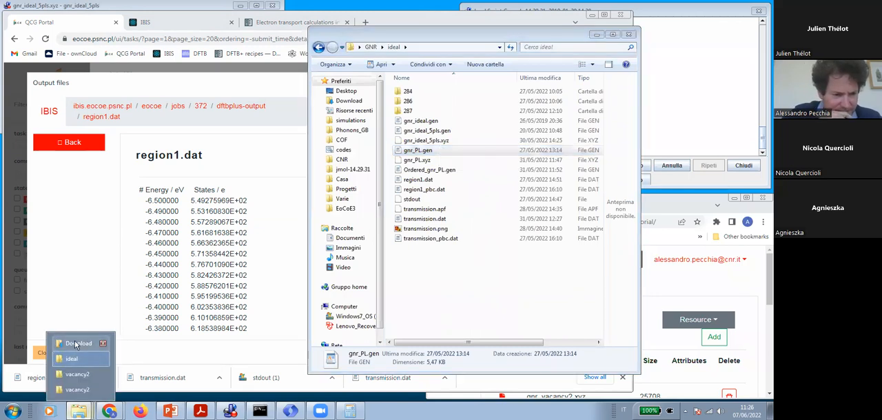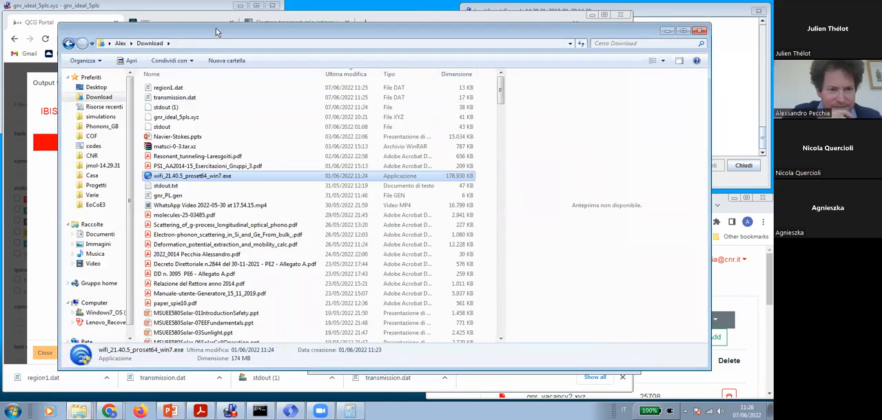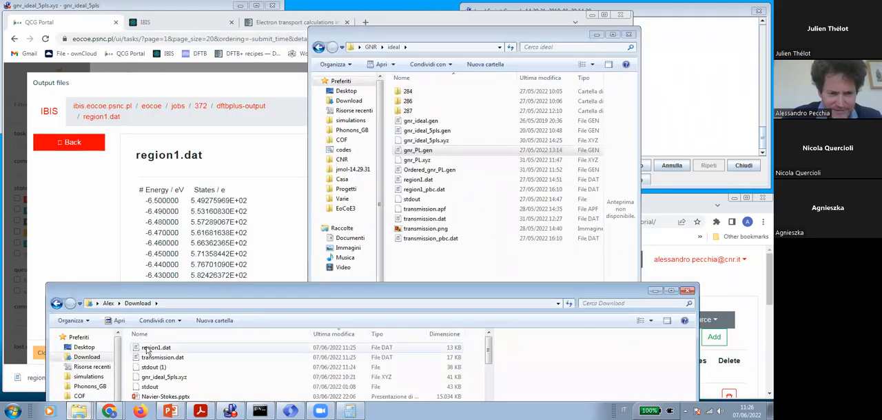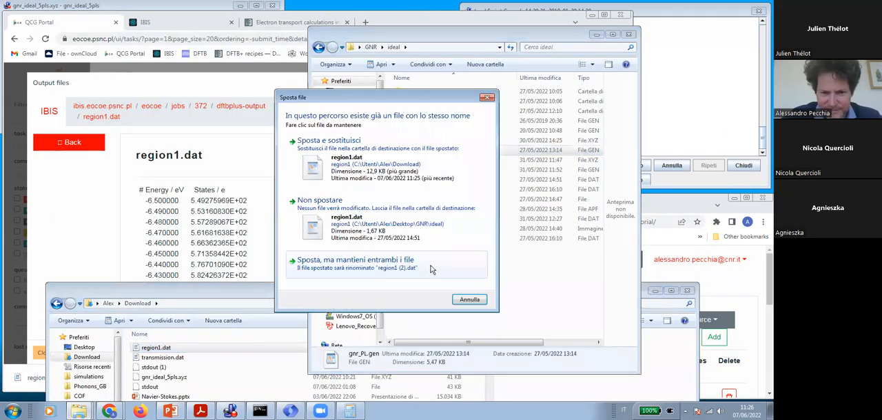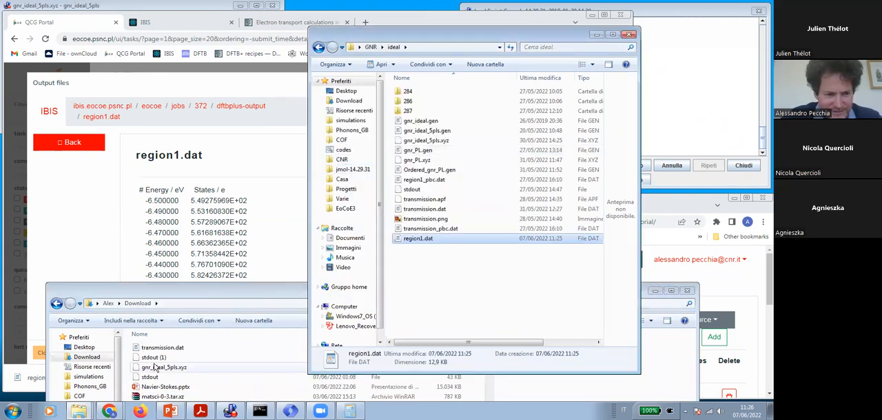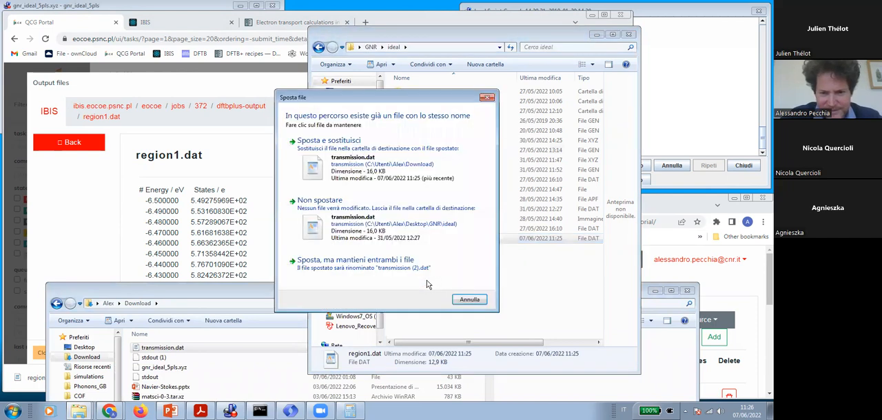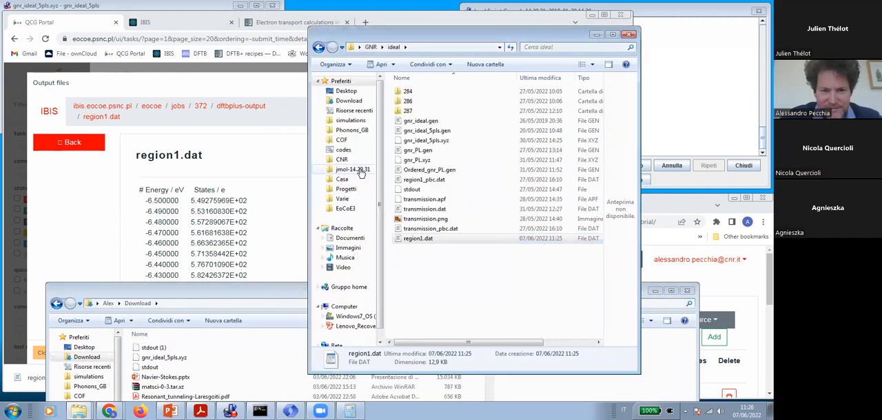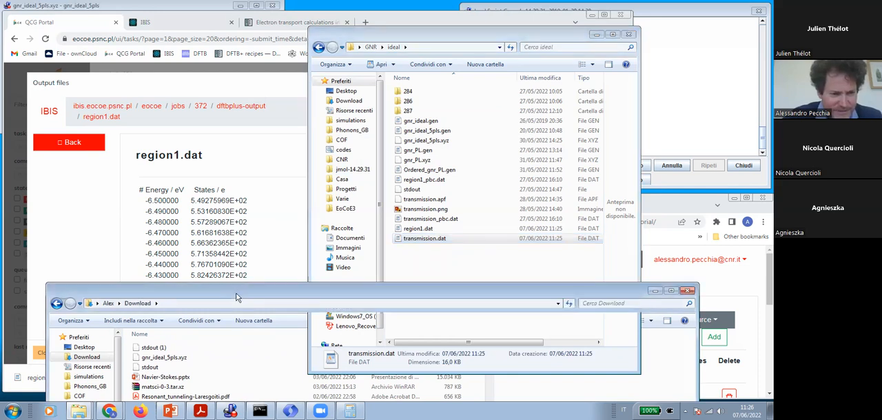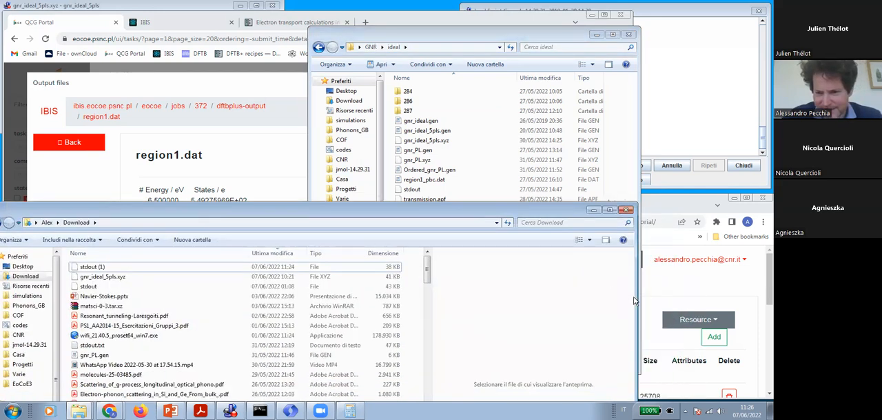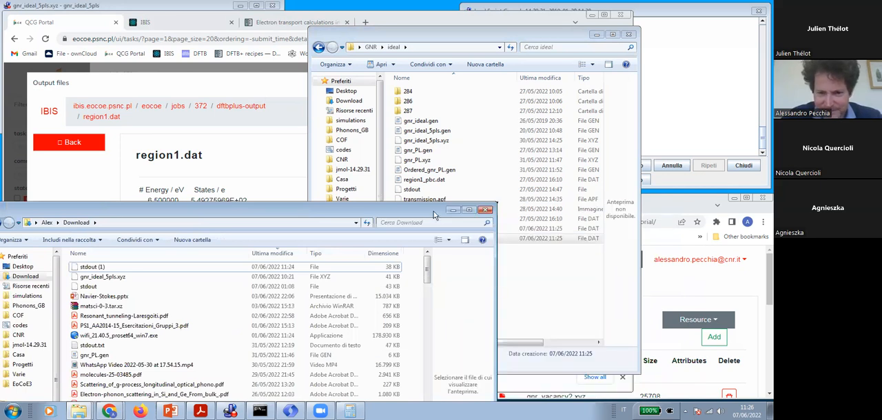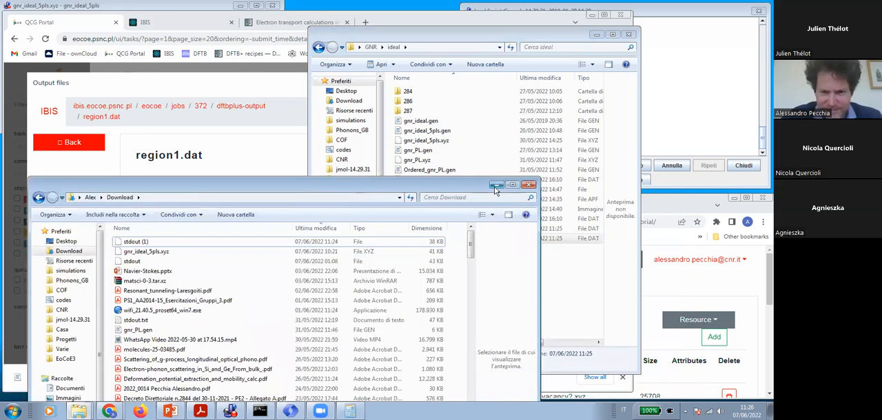Actually, let's move them again. So I should find them exactly in download, then can be moved into folder ideal. Okay, let's move and substitute, and also transmission, move and substitute. Then you can, these are data files. As you can see, are just two rows, two columns. You can open them with whichever software you like. If you are Pythonic enough, you can use some Python tool.